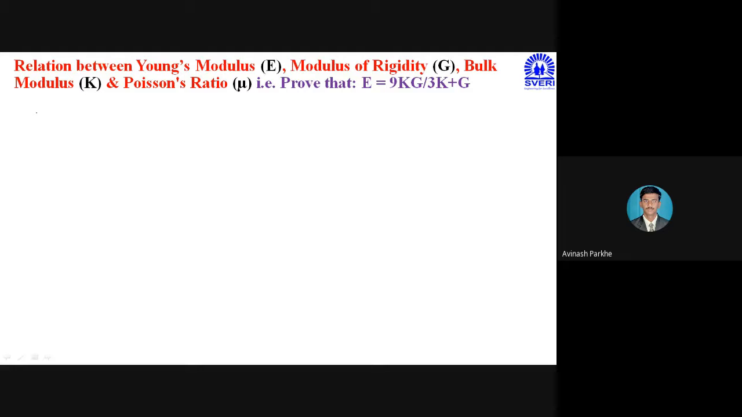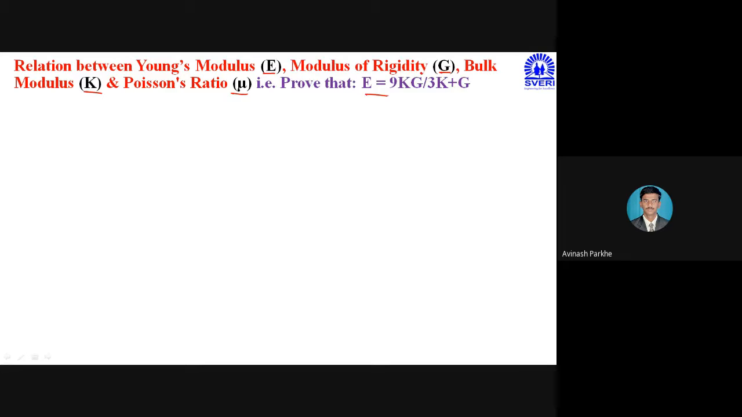Okay, so in this lecture, now we will discuss the relation between all the three elastic constants. So all the three elastic constants means the relation between Young's modulus E, modulus of rigidity G, or it is indicated by C, and bulk modulus K, and the constant parameter, that is mu. That means we have to prove that capital E is equal to 9KG divided by 3K plus G.